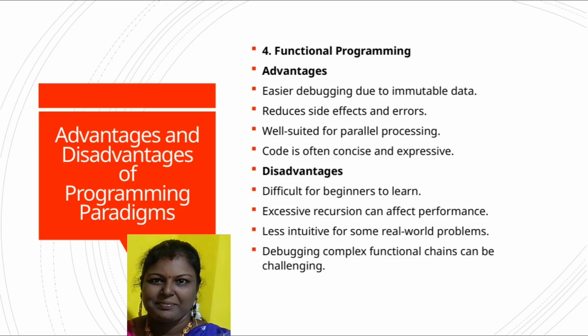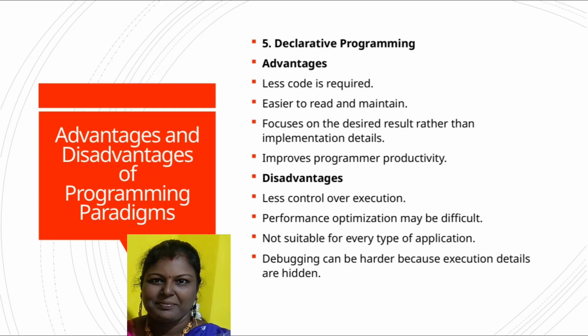Let's talk about declarative programming, a style that lets us focus on what we want, rather than how to get it. It usually means writing less code, which makes things easier to read and maintain. That clarity can boost productivity. But it's not perfect. We give up some control over how the program runs, which can make optimizing performance tricky. Debugging might also be harder since the details of execution are hidden, and it's not the best fit for every project.